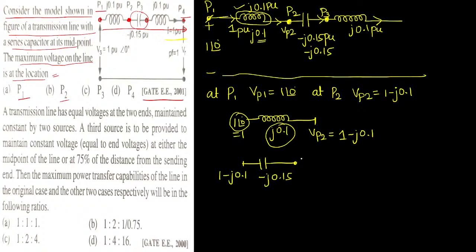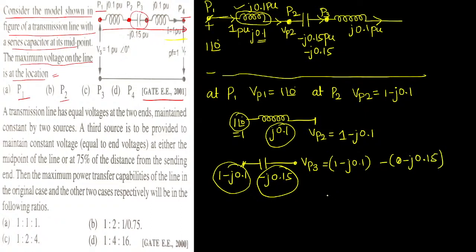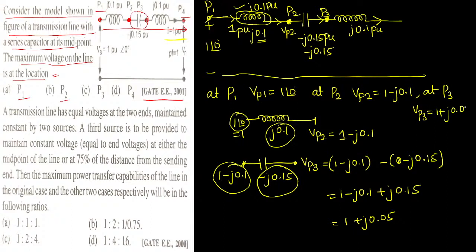Now I would like to know the voltage at this point, that is Vp3. How will you find it? Once again, voltage available at this point minus the voltage drop. So 1 minus J 0.1, minus, and already in the expression itself minus J 0.15 we have. Minus into minus will become plus J 0.15. If you add this to the expression, it will become 1 plus J 0.05. I hope I am correct. So the value of Vp3 at P3 will become 1 plus J 0.05.